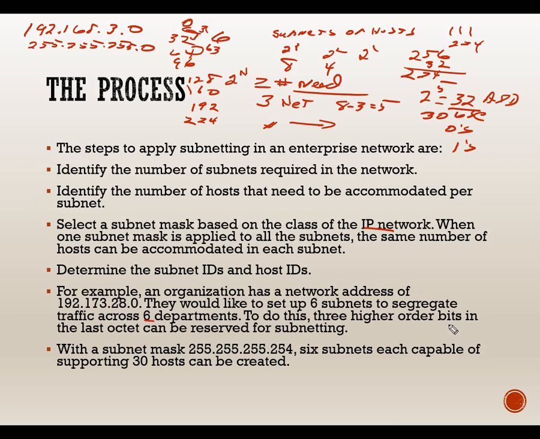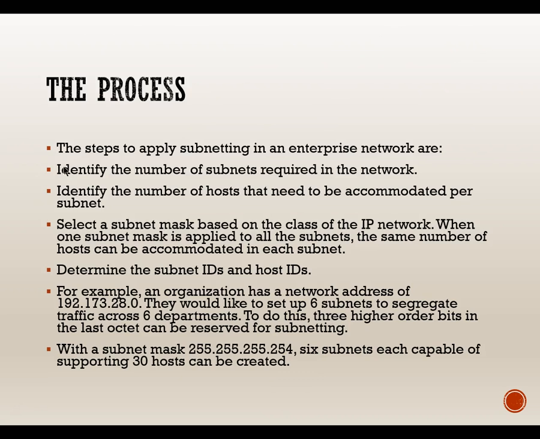To do this, the 3 high order bits in the last octet can be reserved for subnetting. 255.255.255.254, 6 subnets capable of supporting 3 hosts each. It should be 224. 254 wouldn't do that. It should be 224 in here, just like we did up here. So we have 6 subnets, each capable of supporting 30 hosts, because we can't use the network address and we can't use the broadcast address for host addresses when we do this operation.